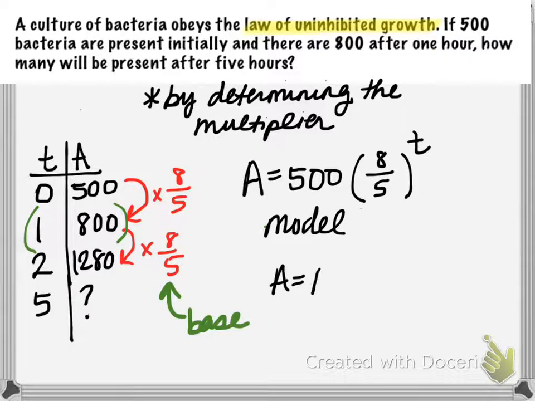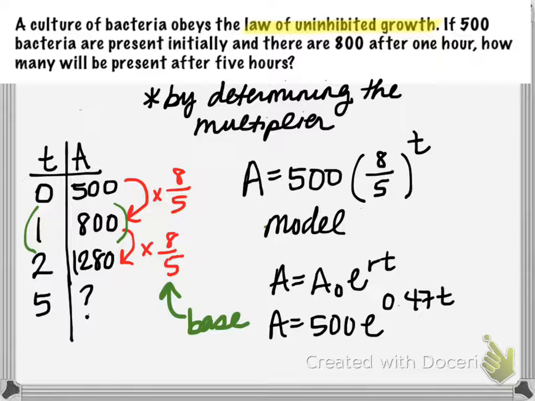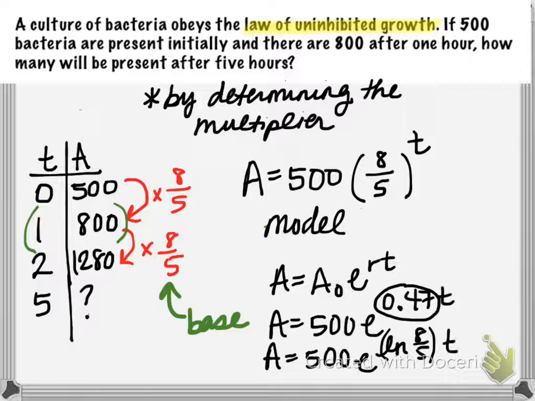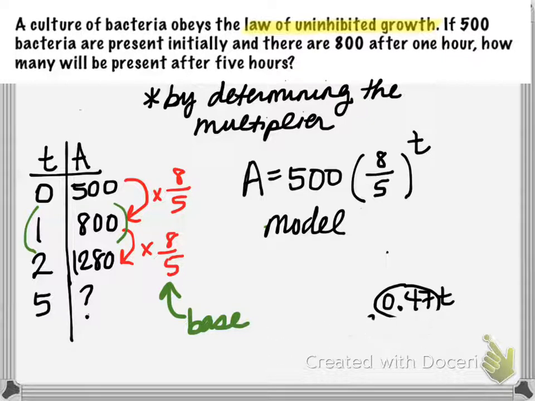When we did this earlier using the exponential model, we ended up with the equation A equals 500 e to the 0.47 times t power. But remember, 0.47 really was the natural log of 8/5. So I just want to show you that these two equations actually are the same if we had natural log of 8/5 times t. So let me clean this up and give myself a little more room so I can demonstrate why these are equivalent equations, equivalent models.